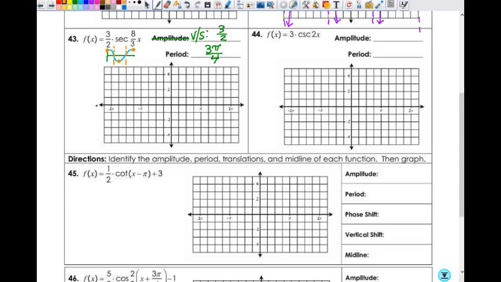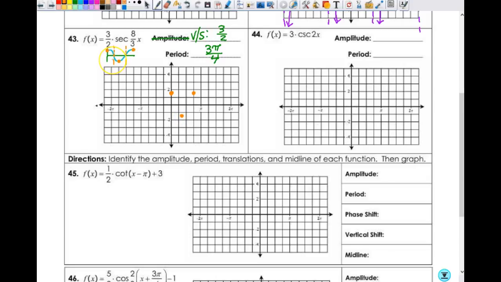So still no translations here, so for cosine, I start at 0, 1, except I have a stretch of 3 halves, so I'm really at 1.5. There is no reflection. This is a point that's on my secant graph. Then, so that's this point. Then I need this one, which is at the end of the period. 3 pi fourths is right here, like so. Halfway in between these two, I come down here. So halfway in between, I'm down here at 1.5.